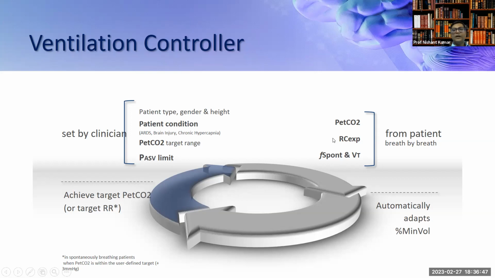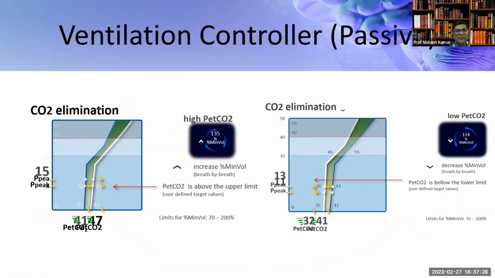As before, it gets the CO2 value, it calculates the RC time constant, and the spontaneous tidal volume and the rate, if any, by the patient. It automatically adapts percentage of minute volume based on these parameters to achieve a target EtCO2, or target respiratory rate when the patient is breathing spontaneously. In a spontaneously breathing patient, it will target the respiratory rate so that the support is maximal, such that EtCO2 is within the user-defined target plus minus 3 mmHg.